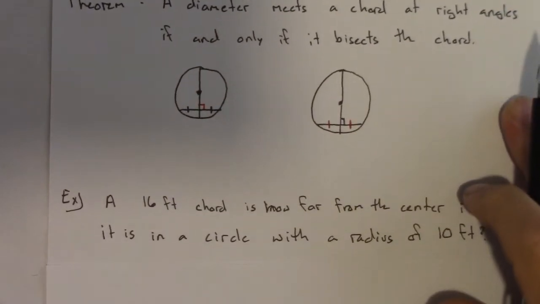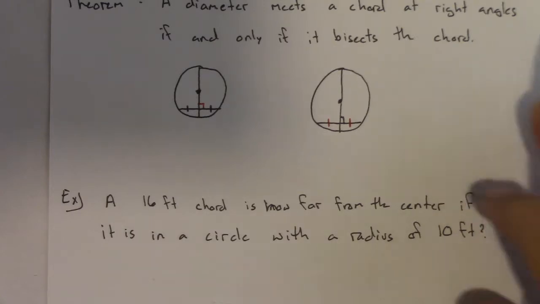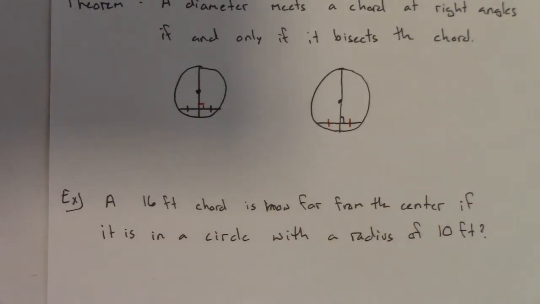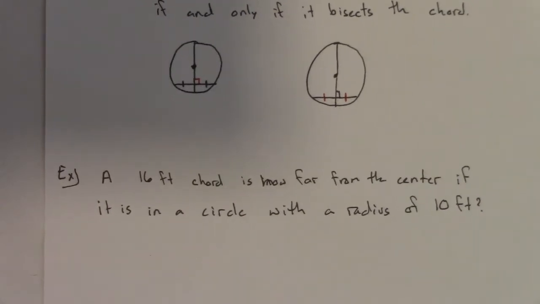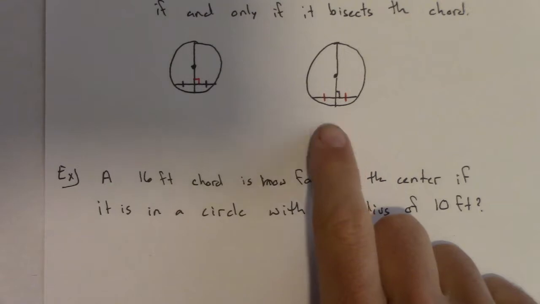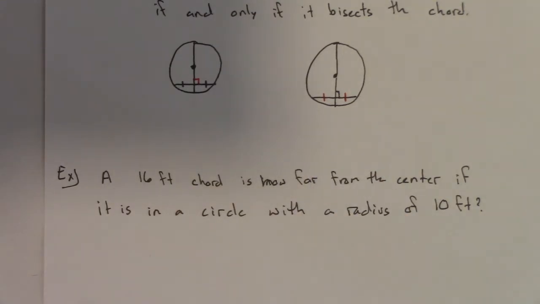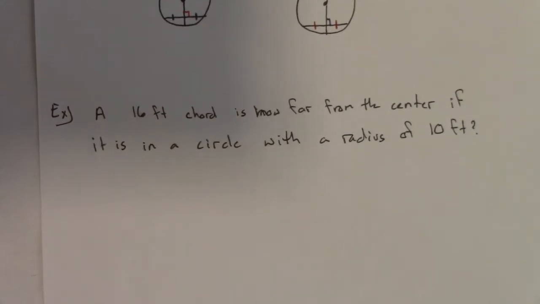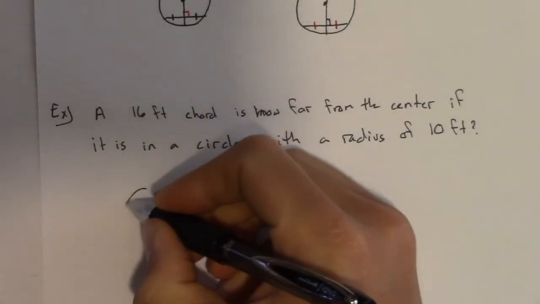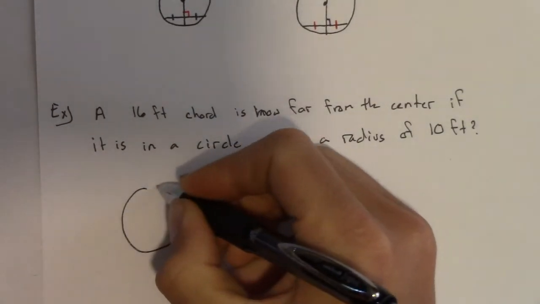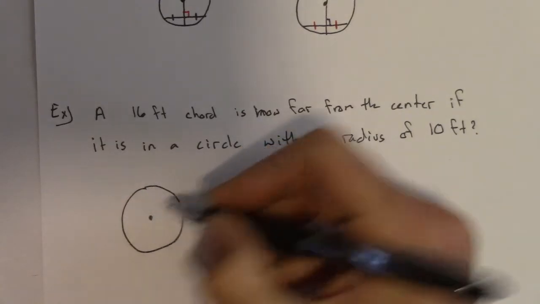And it might be something along these lines. A 16-foot chord is how far from the center if it is in a circle with a radius of 10 feet? Wow. There's a lot going on there, and it kind of makes you wonder how in the world do we approach this. But we're going to take a version of this picture, but I'm going to modify it a little bit. So I'm going to start with a circle. And I'm going to put a center in my circle.